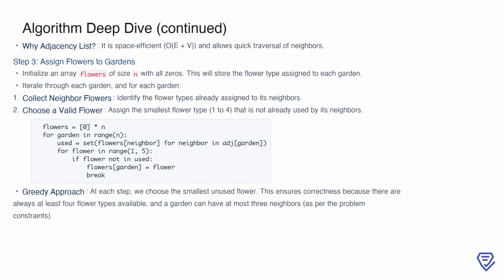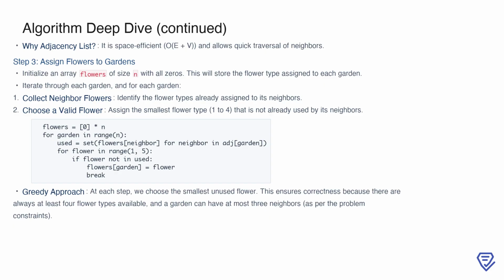Once the graph is represented, the next step is to assign flower types to the gardens. We start by initializing an array called flowers, filled with zeros, to store the flower type for each garden. Then, for each garden, we determine the flower types that its neighbors are already using. This is done by collecting the flower assignments of all the neighbors into a set. From there, we choose the smallest flower type, from 1 to 4, that hasn't been used by any of the neighbors.